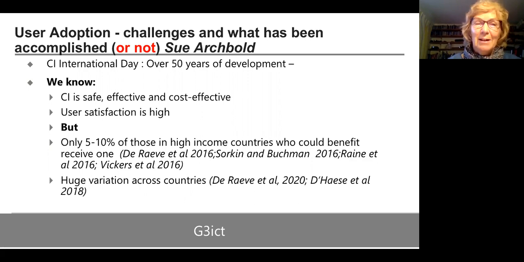I've added, or not, because here we are, Cochlear Implant International Day, over 50 years of development, and where are we? Well, we do know that cochlear implants are safe, effective, and cost effective. We do know that user satisfaction is high when we ask and when we listen, but only 5 to 10% of those in high income countries who could benefit receive one. And of course, in low and middle income countries, the situation is even more challenging. We also know that there's huge variation across countries. And when we unpack that, we often find that where cochlear implantation uptake is high, advocacy work by user groups and family groups has been extremely strong. The advocacy work can make a difference. Next slide, please.